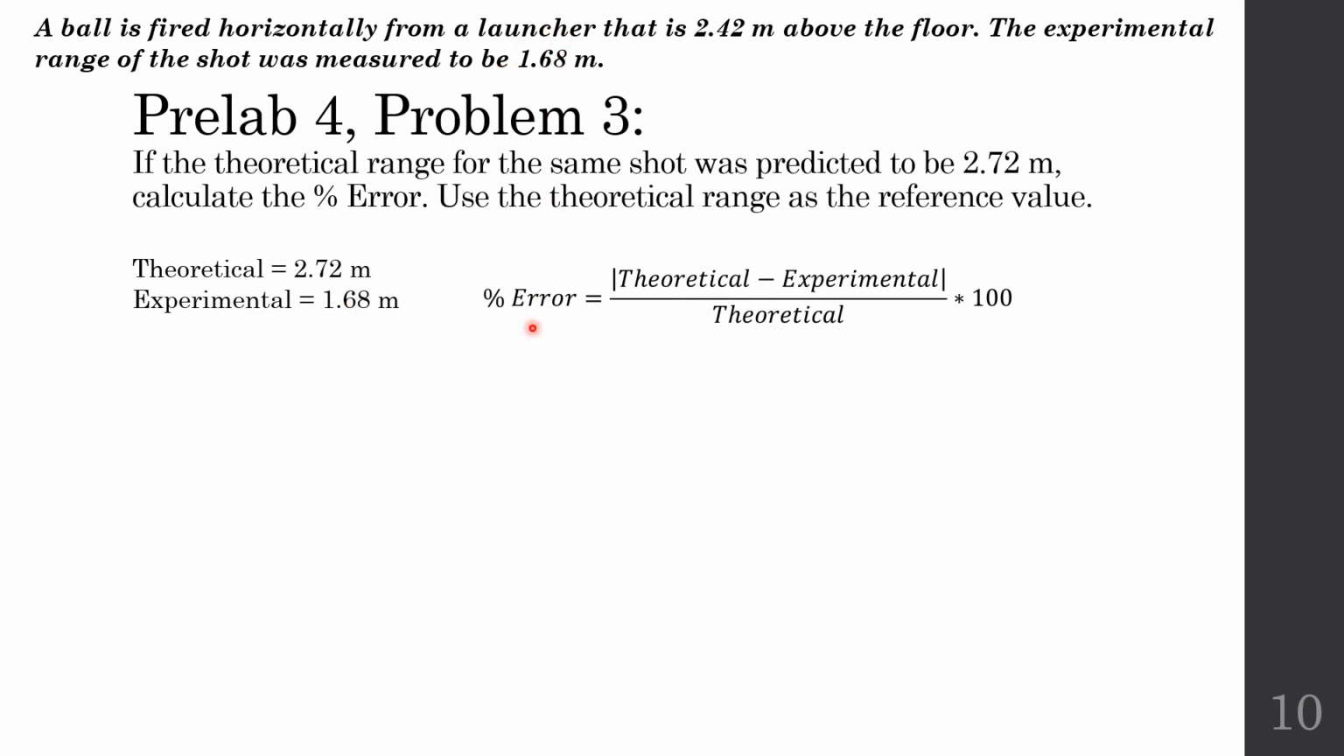And we're going to calculate percent error. The equation for percent error is the absolute value of the theoretical value minus the experimental value, divided by the theoretical value, times 100. So it's a simple plug and chug problem. Theoretical is 2.72, experimental is 1.68, theoretical is 2.72. Multiply by 100, and you get that there is a 38% error.